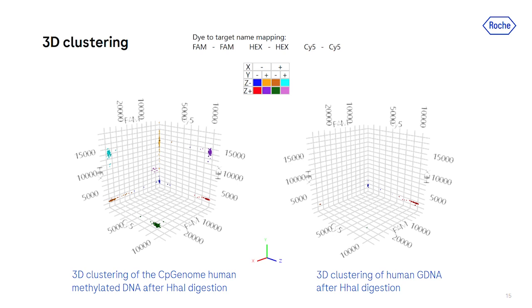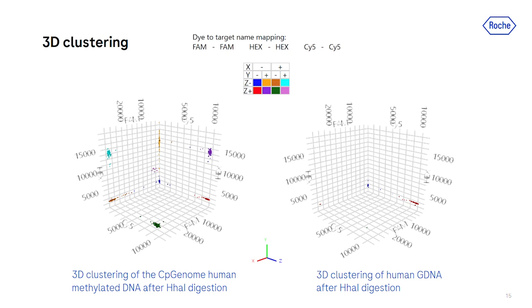With the Roche digital LightCycler, 3D clustering, which is important for data visualization, can be obtained from 3 of the fluorescent channels used in the study. Each cluster is color-coded to better distinguish the clusters. On the left, the methylated DNA positive control after enzyme digestion is shown. To the right, healthy human genomic DNA is shown, which shows fewer clusters in the FAM and HEX channels due to the enzyme digestion.